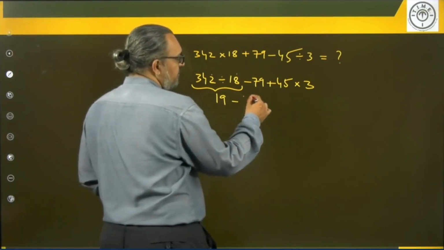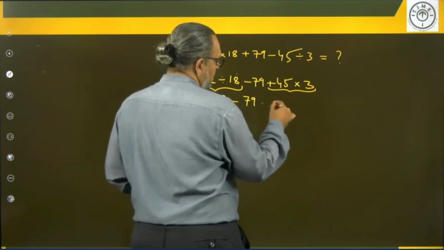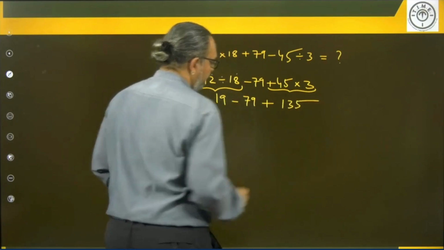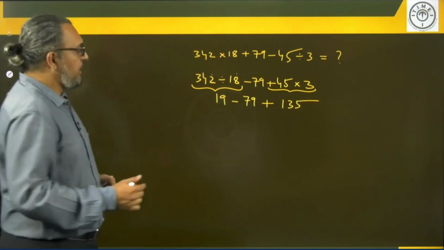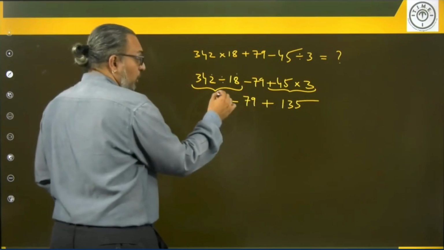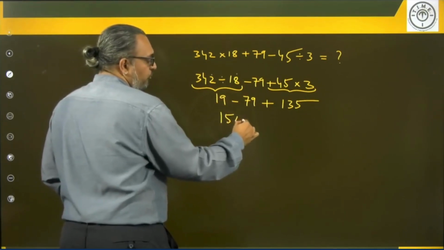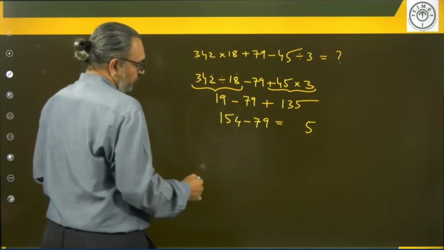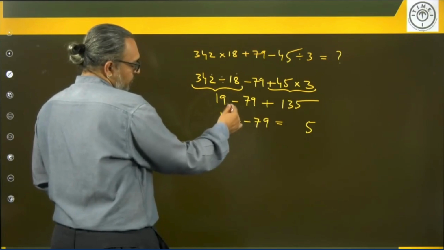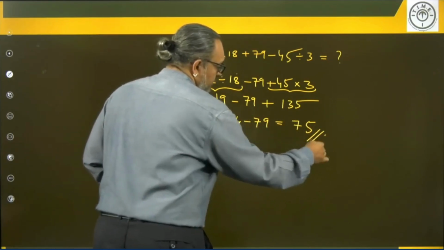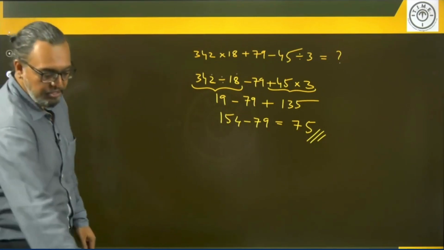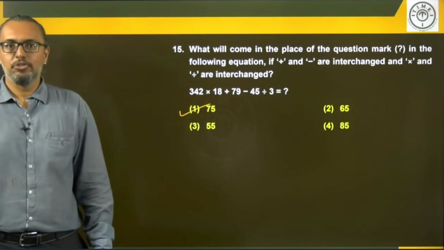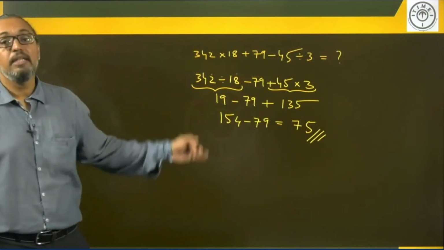Then you have minus 79 and then here you have plus multiplication. This is 120 and 15, 135. Okay. Now, 135 plus 20 is 155. So, this is 154 minus 79. So, here 9 you have a 5, then 14 minus 7 is 7. So, we will get 75. So, 75 is available in first option. Understood? So, that is how you work on calculations.